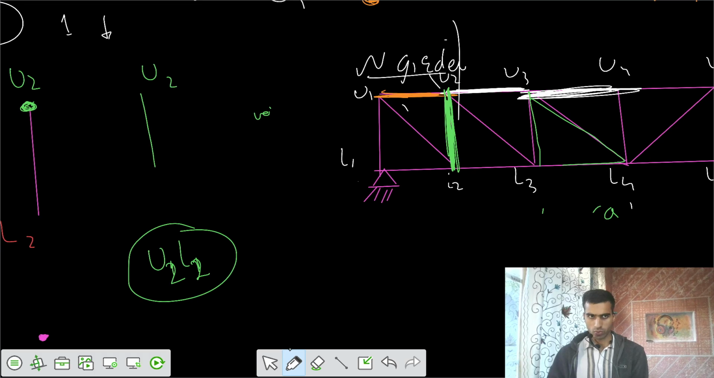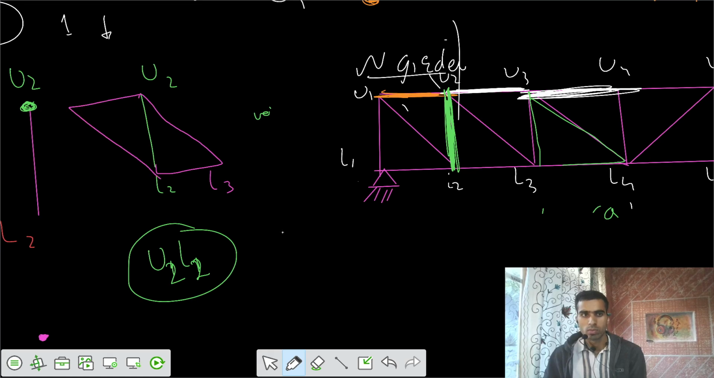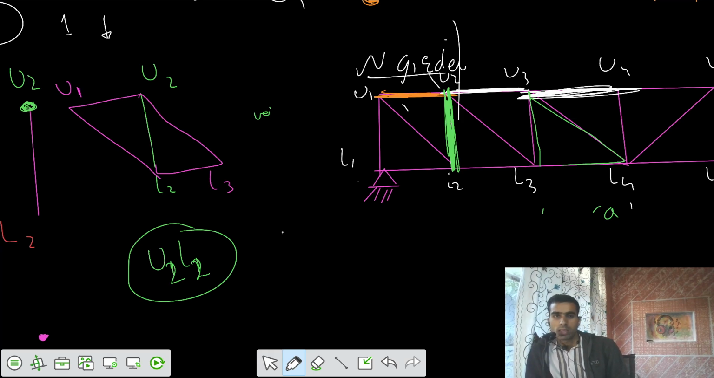Let's say this is U2, this is L2, and I'm going to say what are the triangles it's associated with. How many triangles do we have associated with that U2, L2? I would say one of the triangles is U2, L2, L3, and one of the triangles is U1, U2, L2. So we have two triangles. Now I would say that we have two different peaks developed for U2, L2.